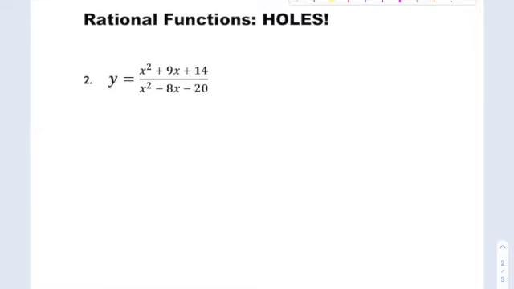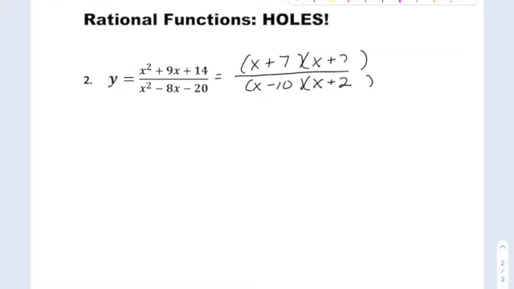So let's factor numerator and denominator and see. The denominator is where I'm going to get those potential holes from, those excluded x values. I'm going to factor this to x minus 10 times x plus 2, right? It multiplies to negative 20 and adds up to negative 8. And up top, what multiplies to 14 and adds up to 9? That would be positive 7 and positive 2. So right off the bat, you can see that the excluded x values are 10 and negative 2, the two things that make the denominator 0.